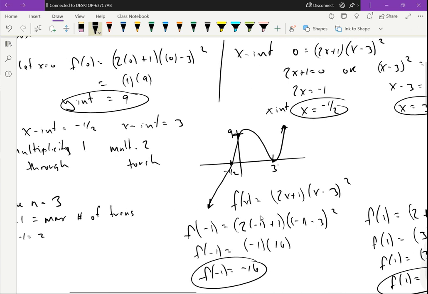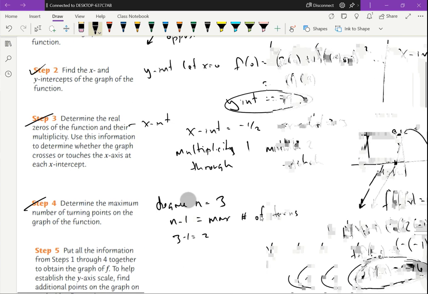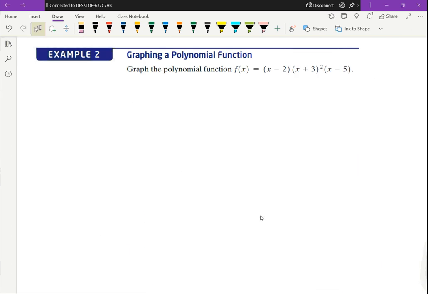So let's graph another one. Let's graph the quantity x minus 2, multiplied by the quantity x plus 3 squared, multiplied by the quantity x minus 5. As we do these, one of the things we might want to take a look at, and again, these steps do not have to be in this order, but we do need to figure these things out.